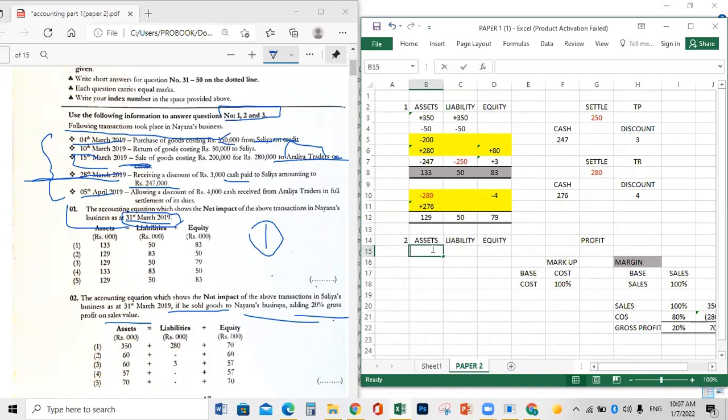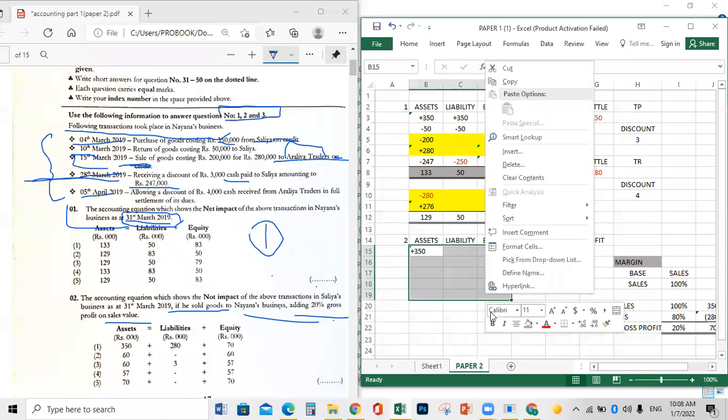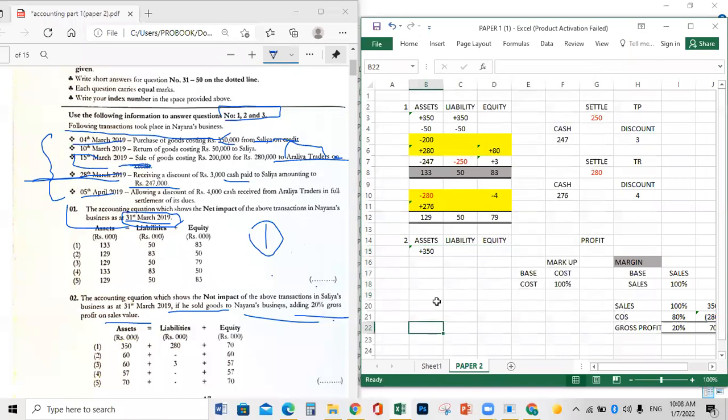So how much have they sold? They have sold for 350. So your assets increase by 350 because that is the selling price. You have sold goods for 350. Because of that, your asset will increase by 350. And what is the cost of the goods? The cost of the goods is 280. Because of that, your inventory decreases by 280.